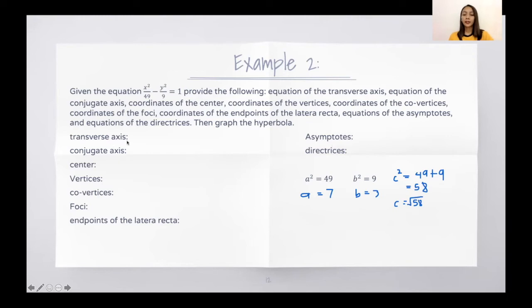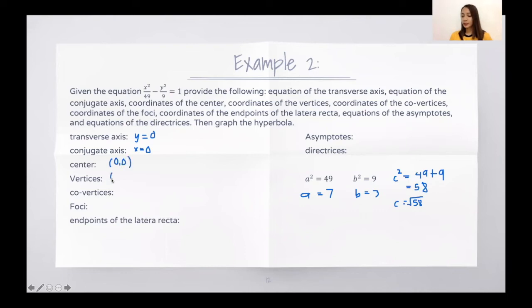Next, to find the transverse axis, so this is center at origin pa din. So y is equal to 0 since this is a horizontal transverse axis. So y is equal to 0 and x is equal to 0. Center, of course, center is at (0, 0).